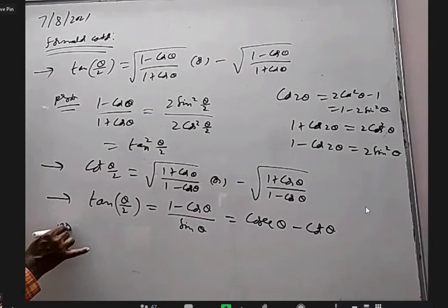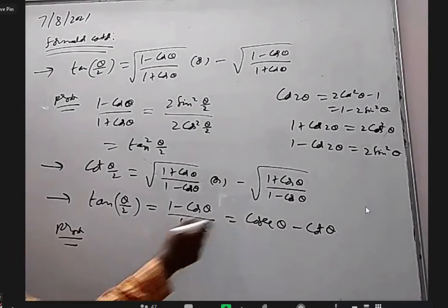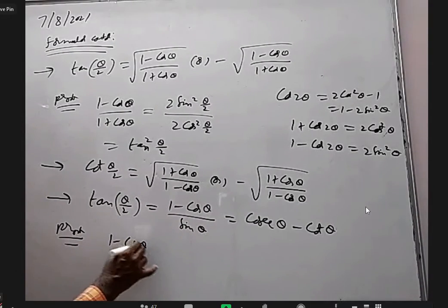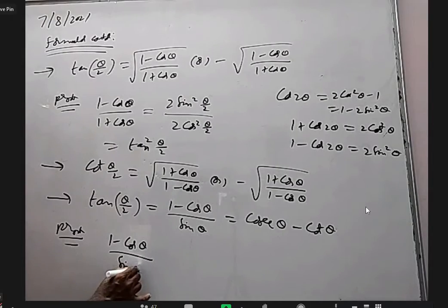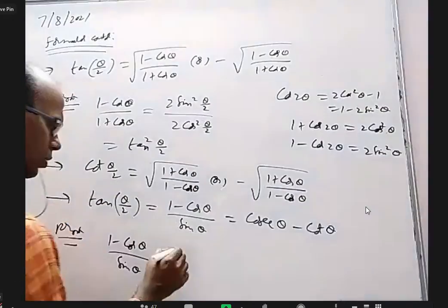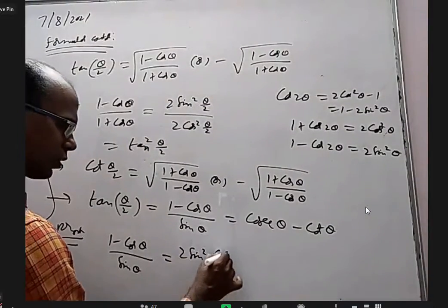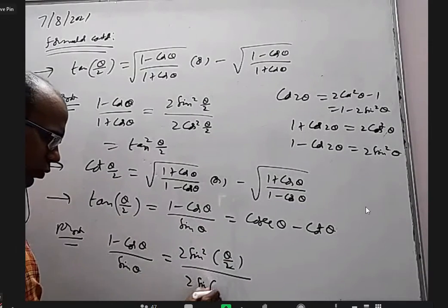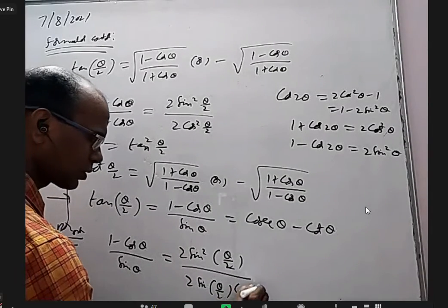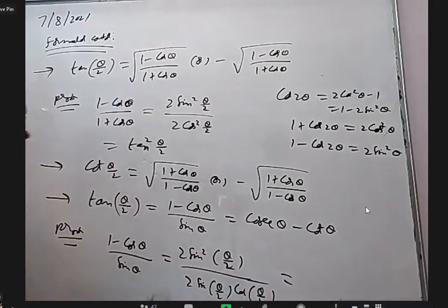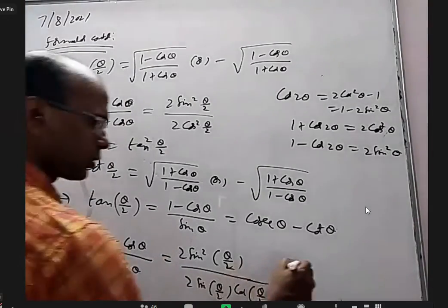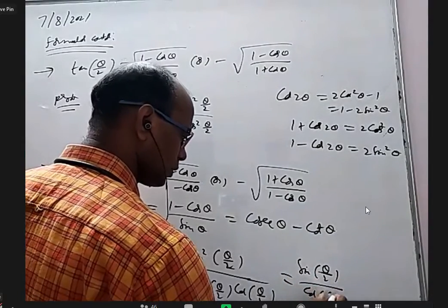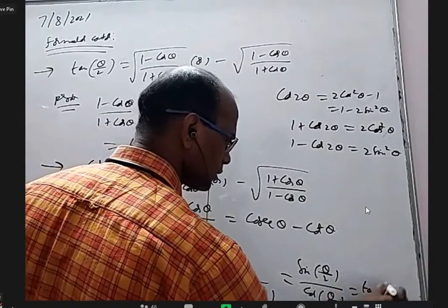Okay, this one, the proof is very simple. For this and this are equal, nothing to prove, but if I want to start from here, (1 minus cos theta) by sin theta. Based on this formula, 1 minus cos theta can be written as 2 sin square theta by 2. And this sin theta, I can write as 2 sin theta by 2 cos theta by 2. 2 and 2 will cancel, sin theta by 2 by sin theta by 2 will cancel. You will be left with sin theta by 2 by cos theta by 2, which is tan theta by 2.